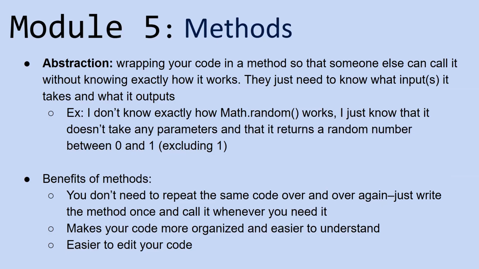I would not notice any difference whenever I call math.random, as long as the types of output stayed the same and it still didn't need any parameters. I would not know if the inner functionality of math.random changed. So that's one big benefit.